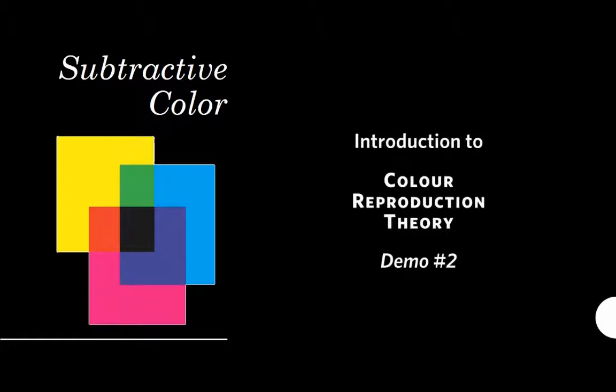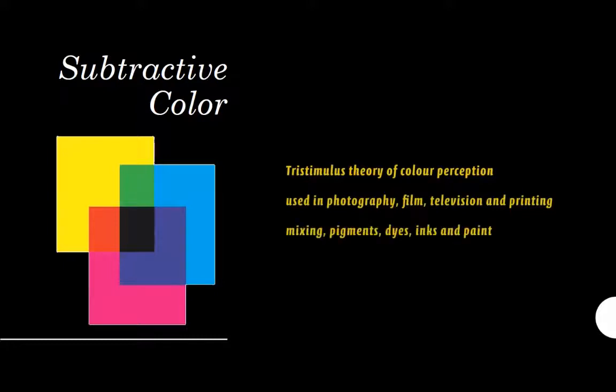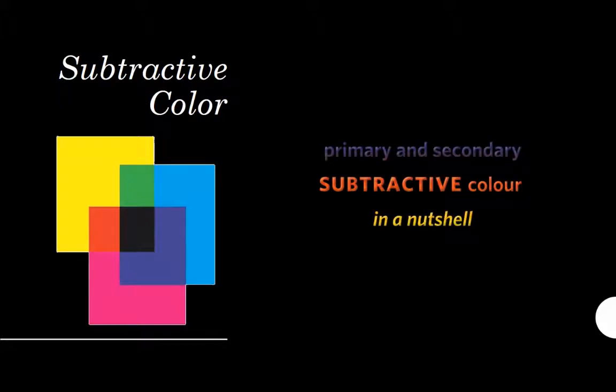This is the second of 3 demonstrations designed to help students understand the tri-stimulus theory of color perception. While this theory forms the basis of color reproduction technology in photography, film, television, and printing, it is by no means the complete story of how color perception works. However, I will use the theory to explain how the mixing of pigments, dyes, inks, and paints is used to achieve different colors.